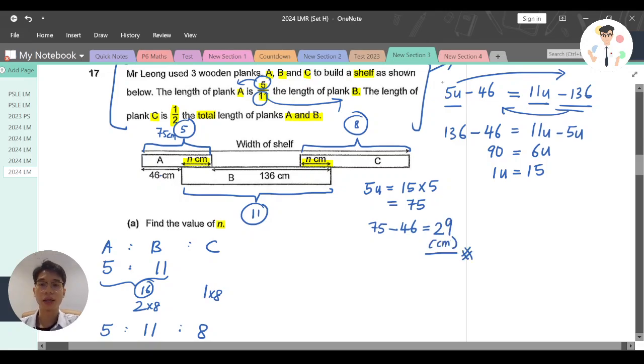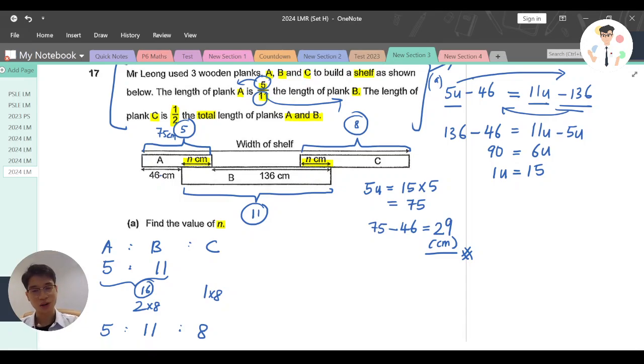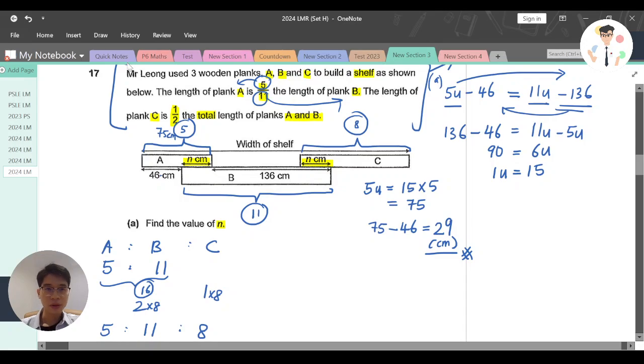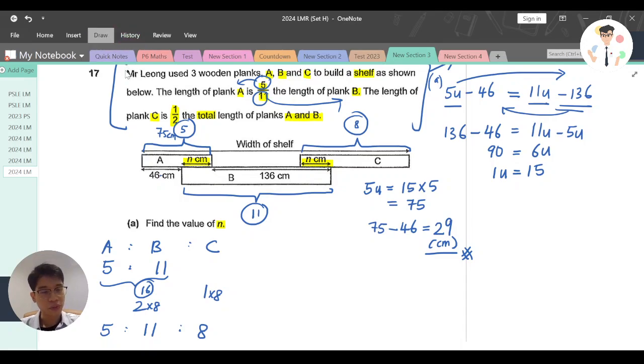And I'm done with part A. Okay, I'm done with part A. Kind of easy or kind of difficult? That's up to your decision, what do you think? Okay. Now, feel free to pause here to take a while to digest what I've just said.